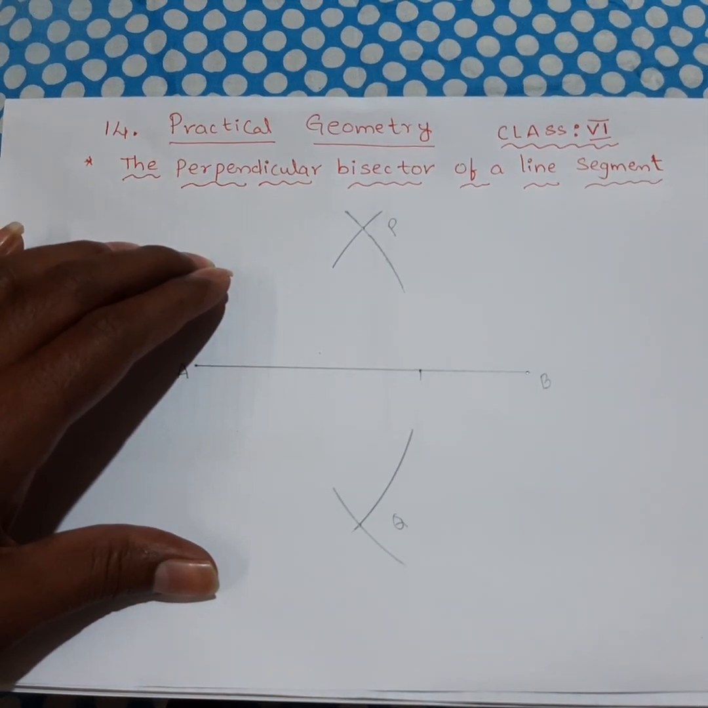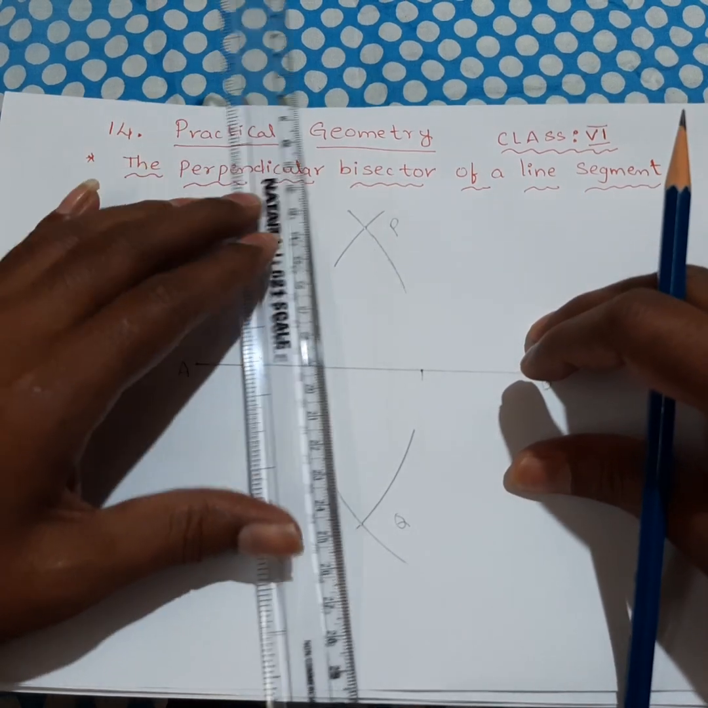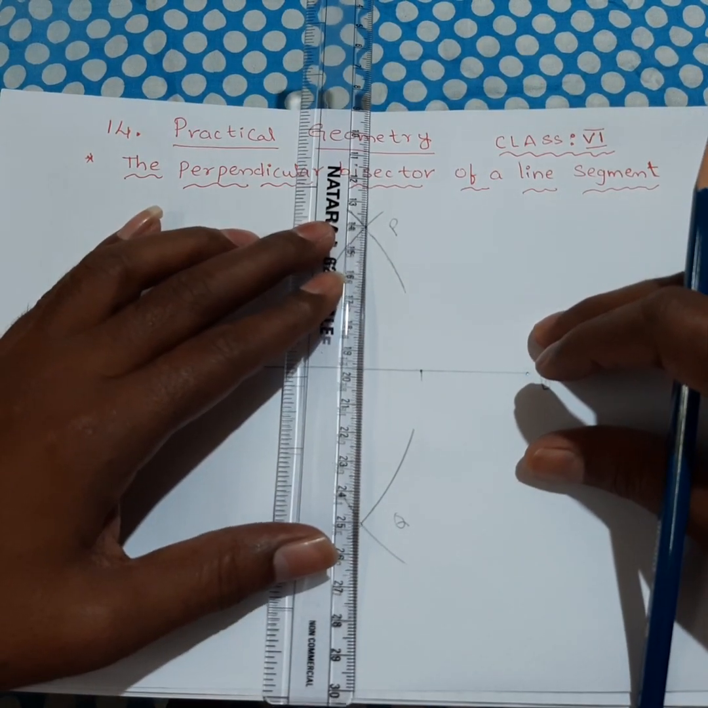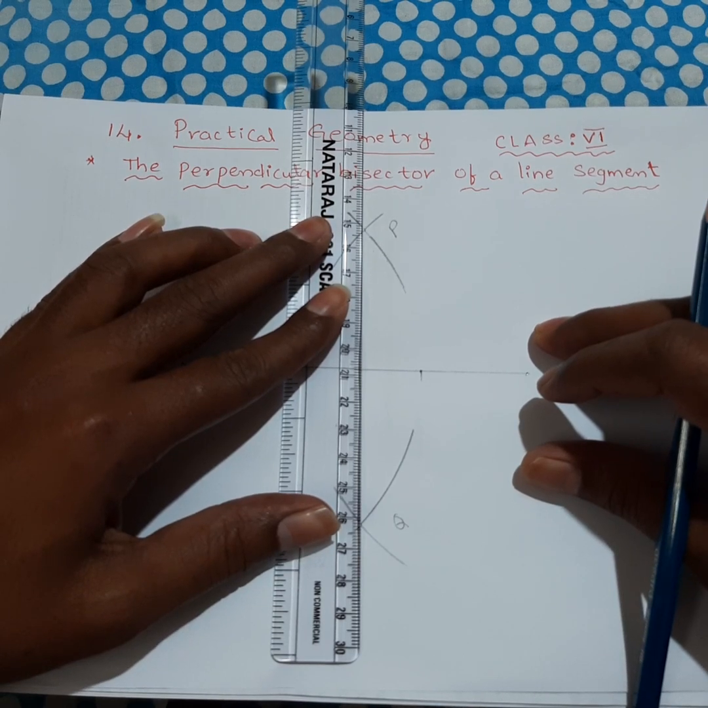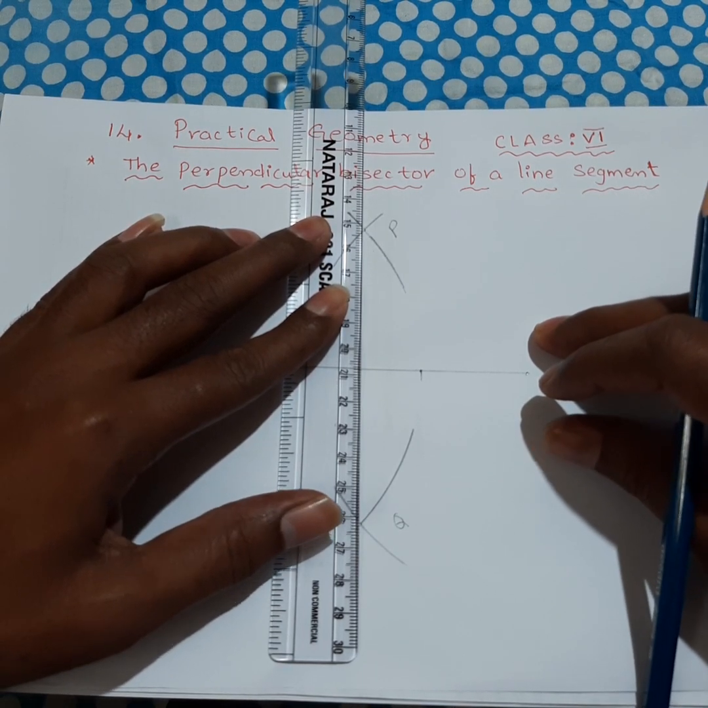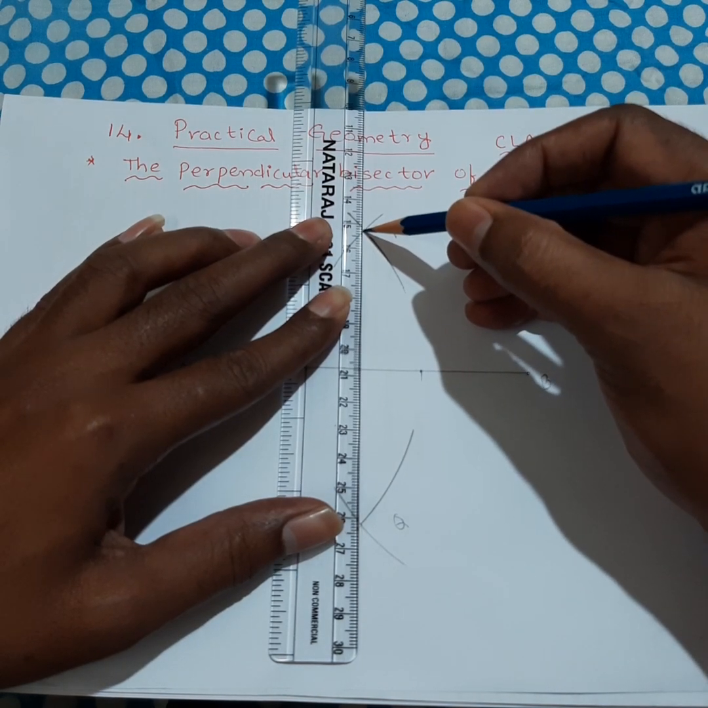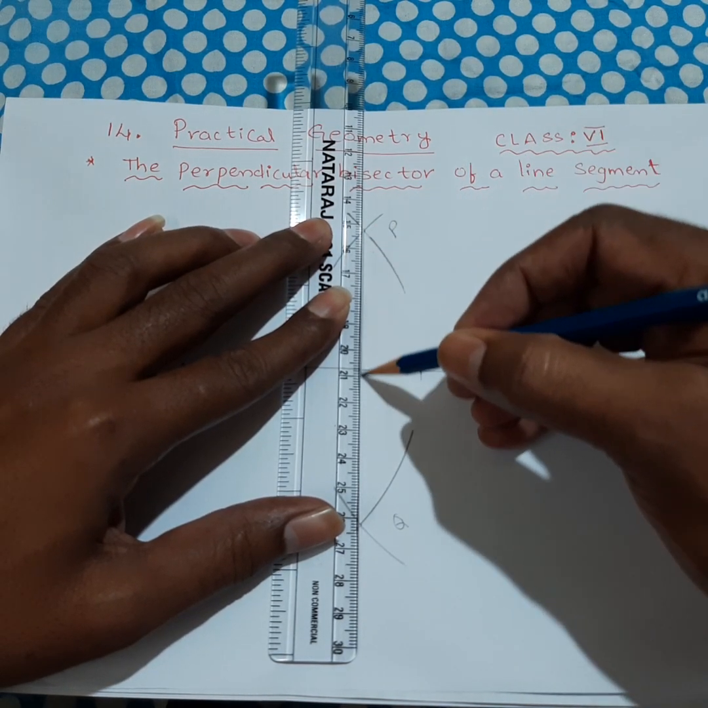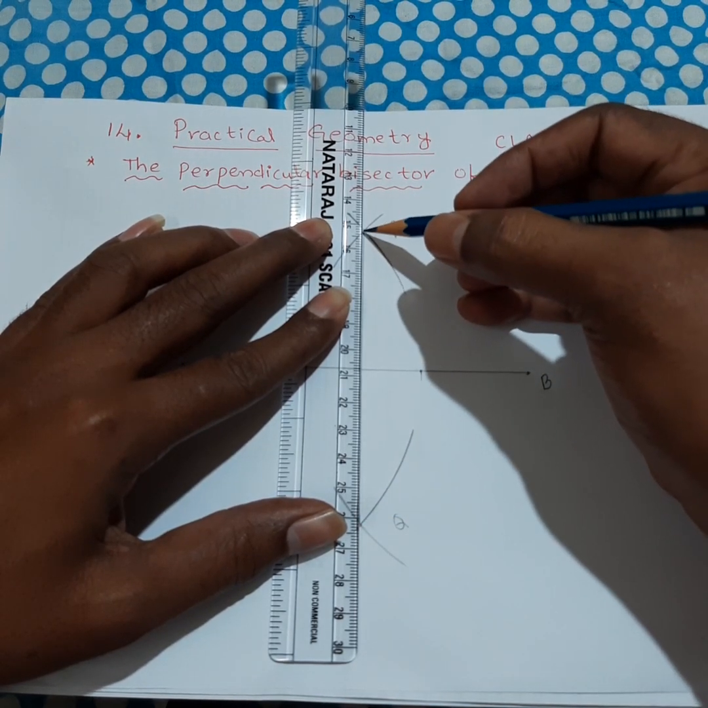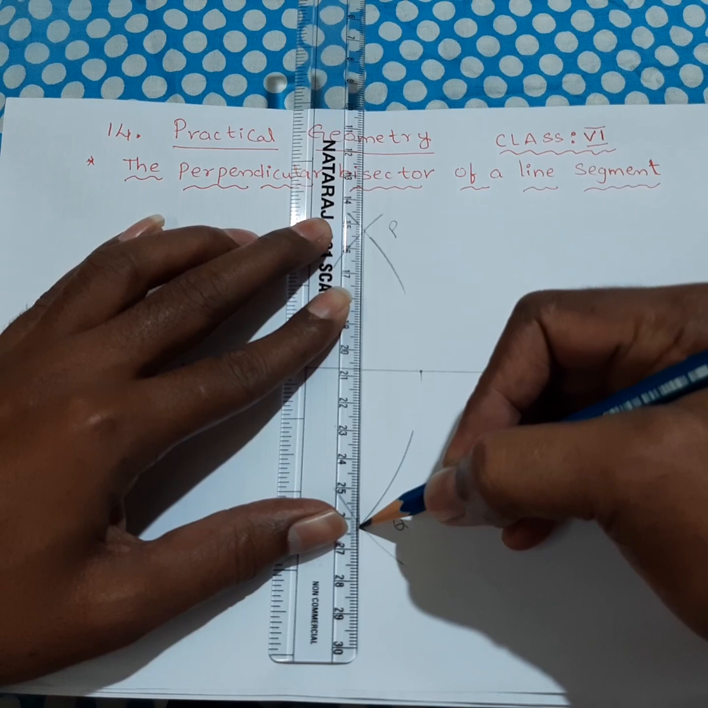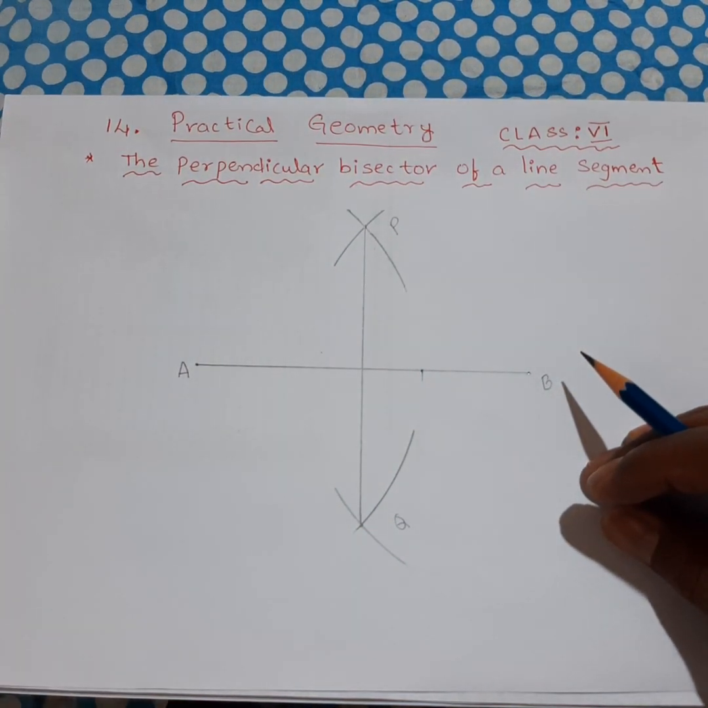Now join those 2 points. How to join? By using a ruler. See that while constructing any construction you have to draw exactly, so see that your pencil is very sharp. Then only you will get an exact line segment. Clear? Just join PQ. PQ is the perpendicular bisector of AB.